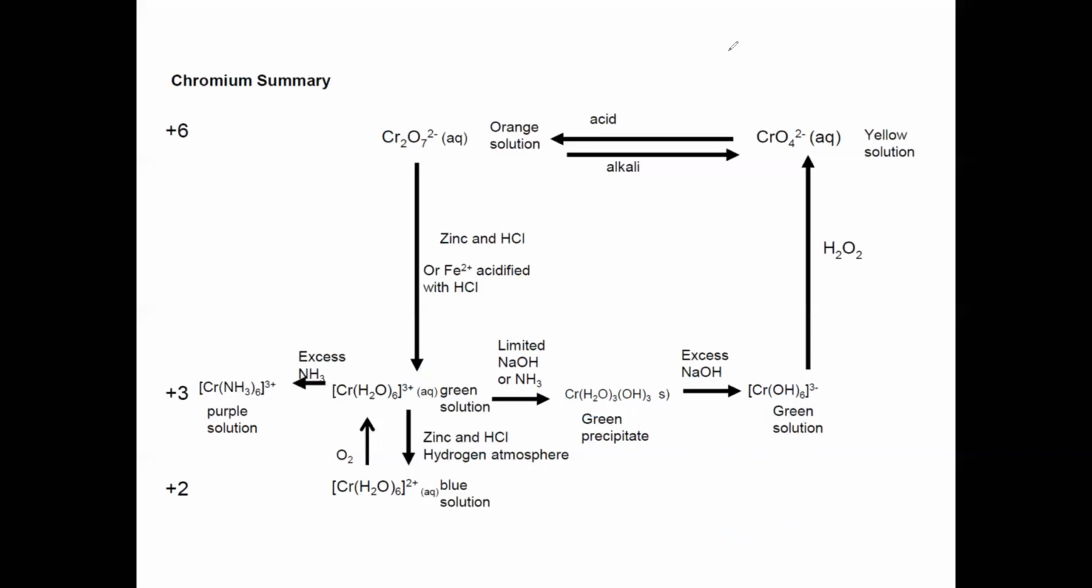We can say chromium 3 hydroxide is amphoteric in nature. Why amphoteric? Because it contains hydroxide ion, so it can accept protons. But because it lost protons as well, it can act like an acid, and it can act like an alkali. So this substance is acting like an amphoteric hydroxide.